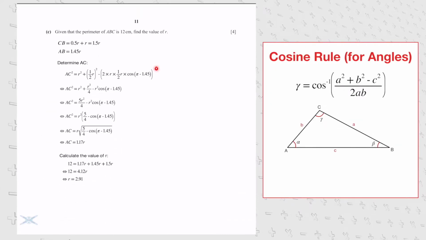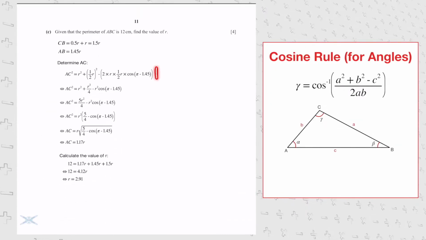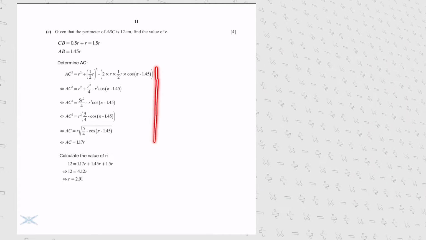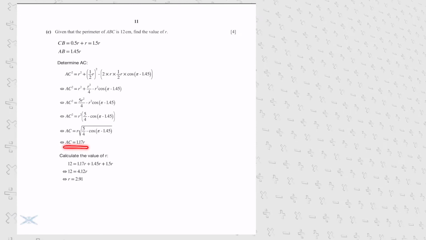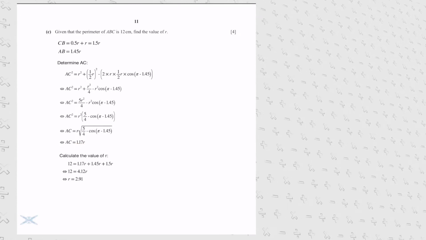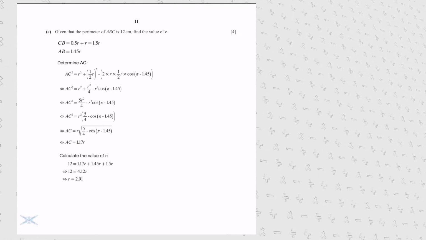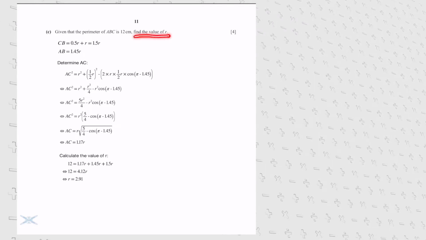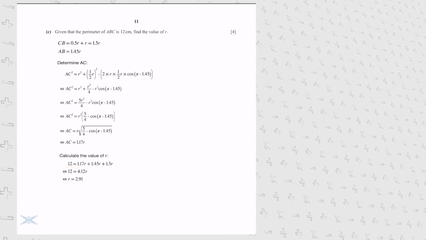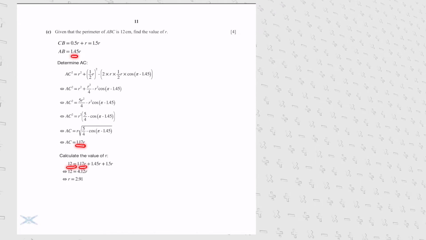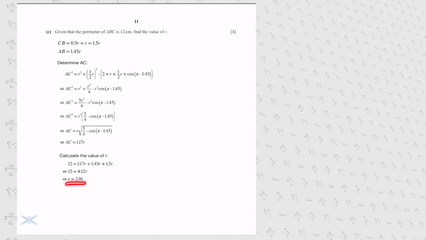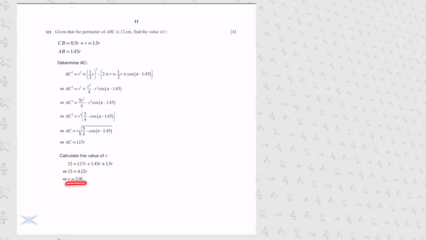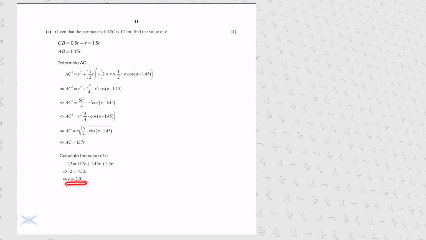After inserting all of the values accordingly into the formula and simplifying the equation, we will arrive at the conclusion that AC equals 1.17r. So now with that piece of information, we will finally be able to find the value for r. We can equate 12 with the length of AC plus the length of AB plus the length of CB. Rearranging this equation for r will provide us with the result that r equals 2.91 centimeters.